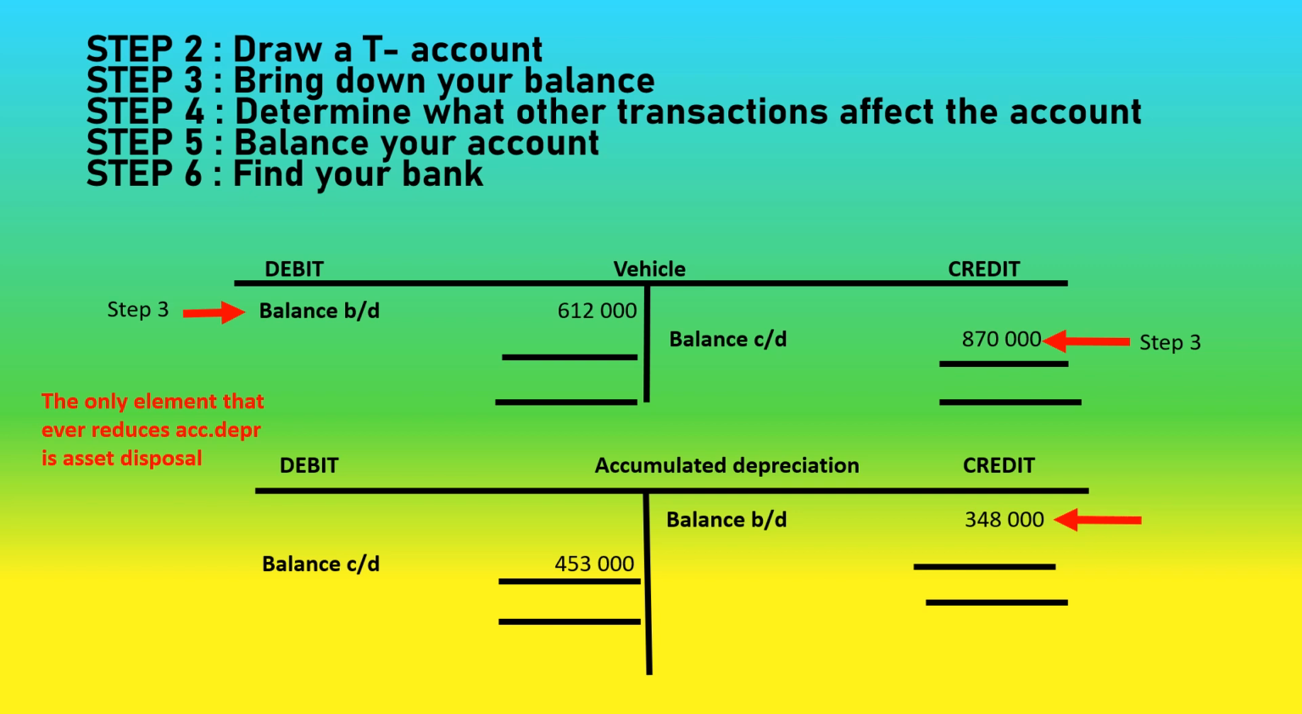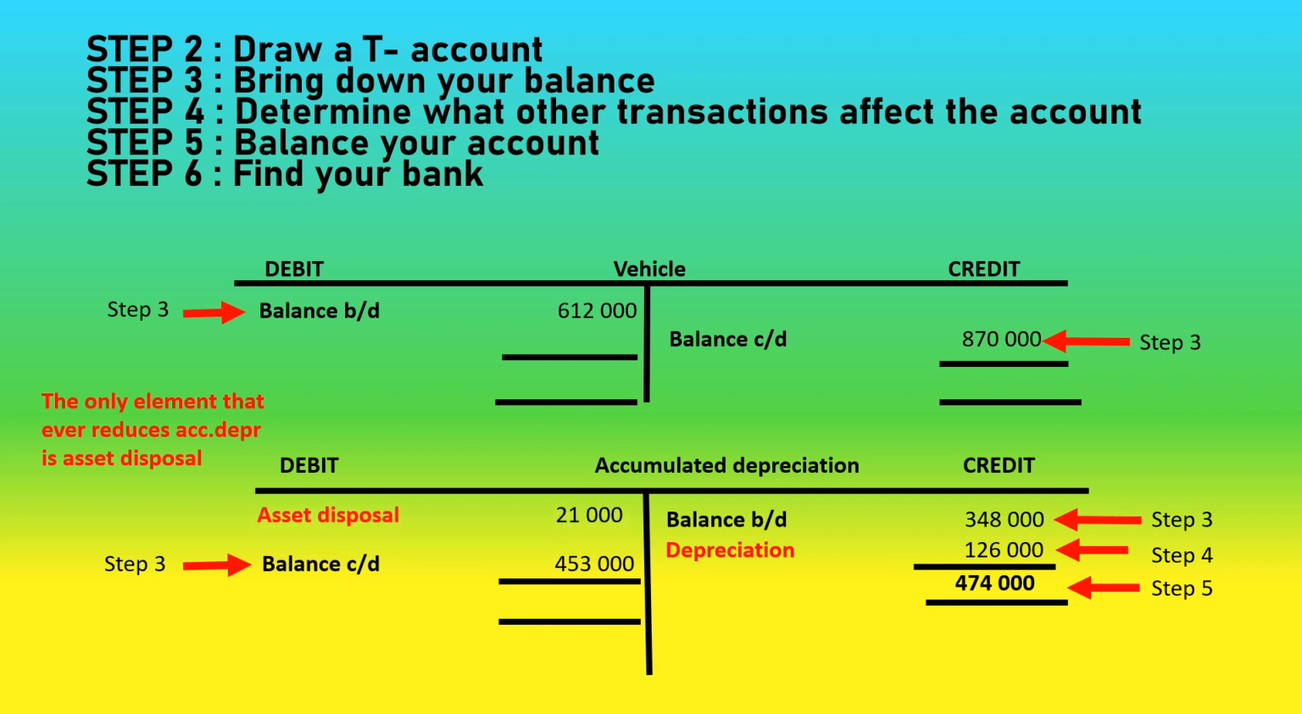Step number 4, what happened in accumulated depreciation? I've sold an asset and I have depreciation for the current year. So I was given the depreciation for the current year. Now I can calculate the missing figure, the depreciation for the asset that was sold, by balancing my account. Once again, you use the larger side and you subtract the smaller side and you would get your missing figure. That missing figure is the 21,000 that needs to go into our asset disposal account.